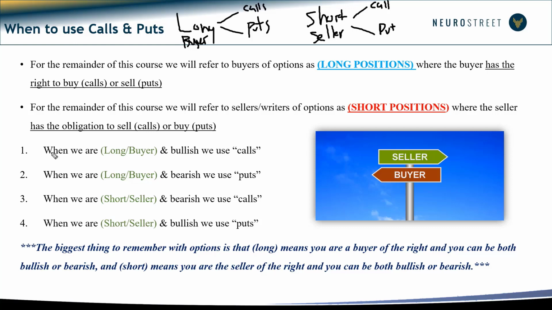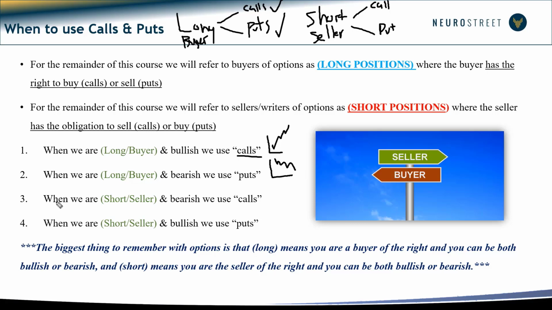So the main thing here is I like to keep it super simple. When we are a long buyer and bullish, that's where I want you to understand: we use calls. That's this one. When we are a long buyer and bearish, we use puts. That's this one. So that means we want the stock price to go this way, and we want the stock price to go this way.